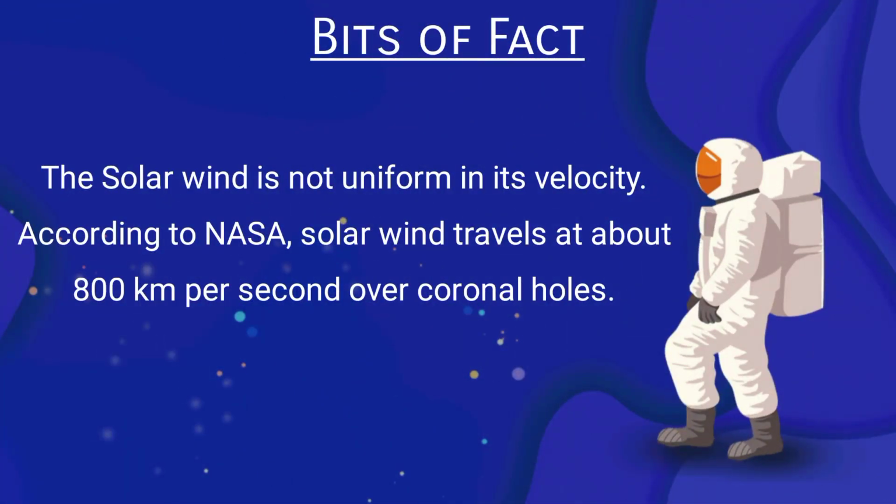Bits of fact: the solar wind is not uniform in its velocity. According to NASA, solar wind travels at about 800 km per second over coronal holes.